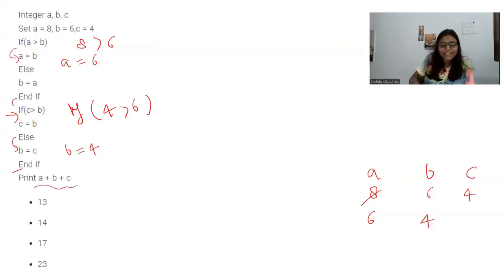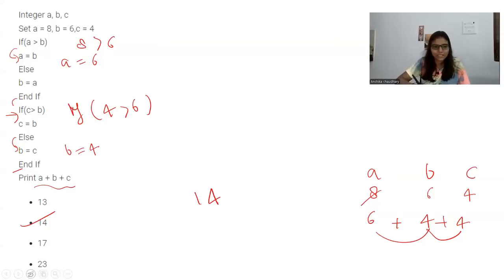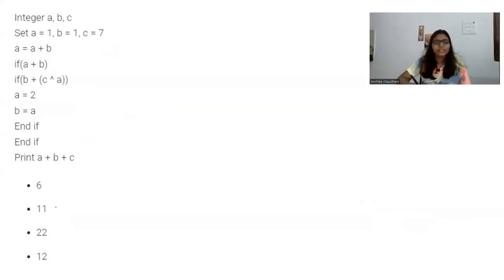Here is the end of if and at last we need to print A plus B plus C. So 6 plus 4 plus 4. 6 plus 4 is 10. 10 plus 4 is 14. So 14 will be the correct answer for this particular question. I hope it makes sense. Let's move on to the next question.